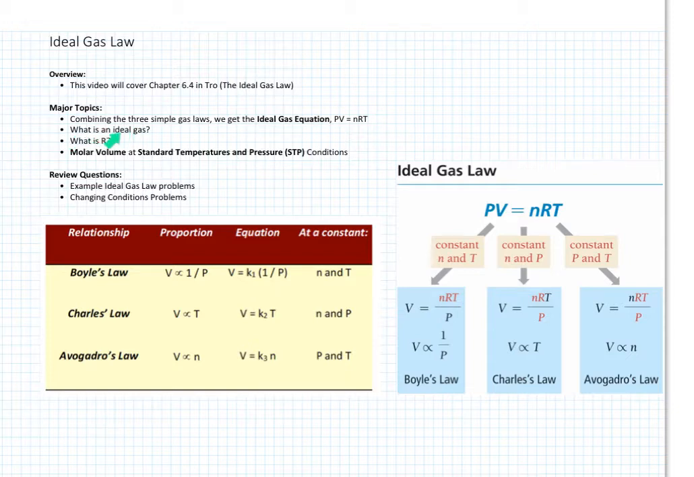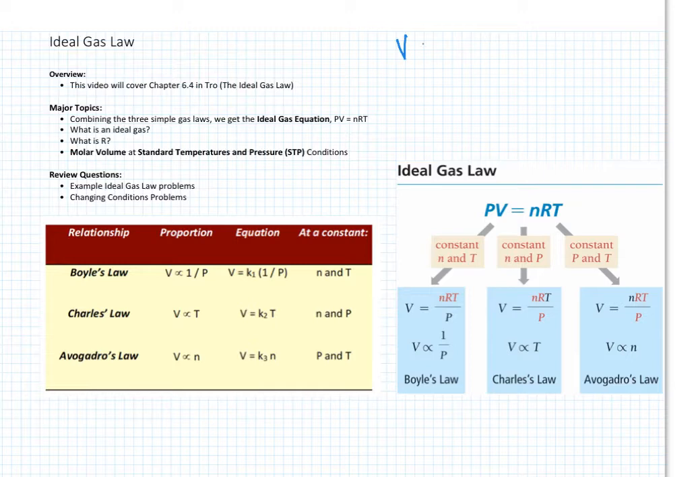Then we're going to briefly talk about what is an ideal gas. What do we mean by that term, ideal gas? We're going to find out what R is, or I'm just going to tell you what R is. And then we're going to define a new term that we call the molar volume at standard temperature and pressure conditions. We'll do a couple of ideal gas type equations, and then we'll introduce this idea of molar volume. So let's get started. Recall that we had three different relationships.